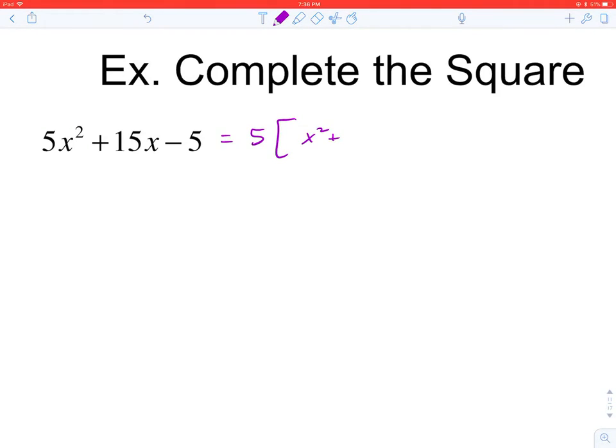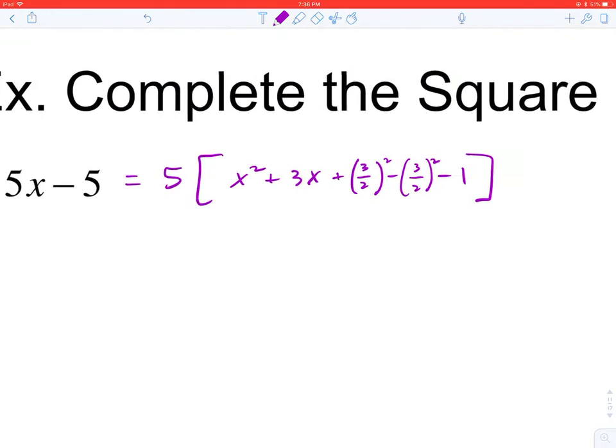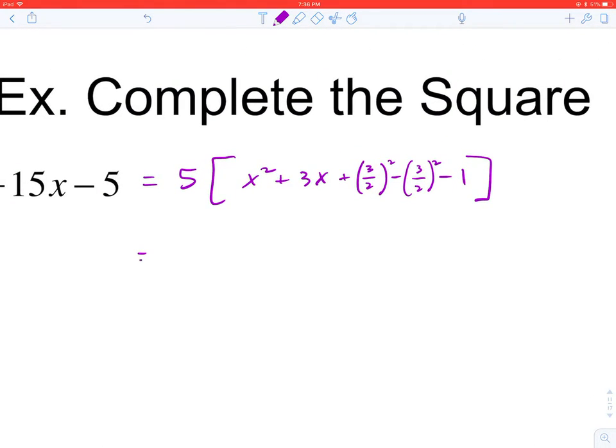Okay, so we need to factor that 5 out first. I'm going to leave space right away. So now I'm going to add 3 over 2 squared and also subtract it. So that's x squared plus 3x plus 9/4 minus 9/4 minus 1.